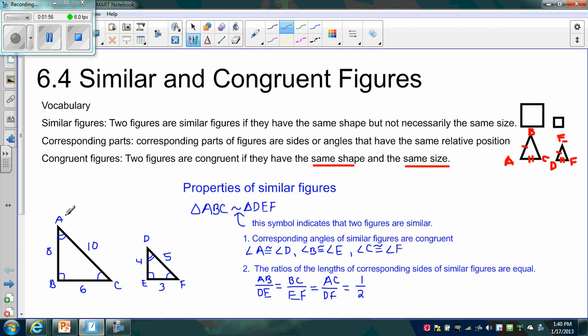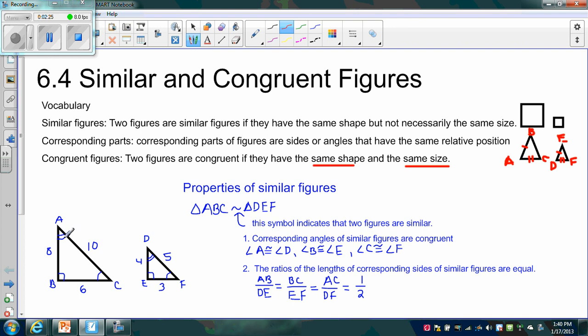So in this case, we say triangle ABC is similar to DEF. We put these letters in the right order so they match up. So we know A and D are the same angle on these similar figures, and B and E, and C and F. So we can come up with two things. Corresponding angles of similar figures are congruent, because the angles are going to be equal.